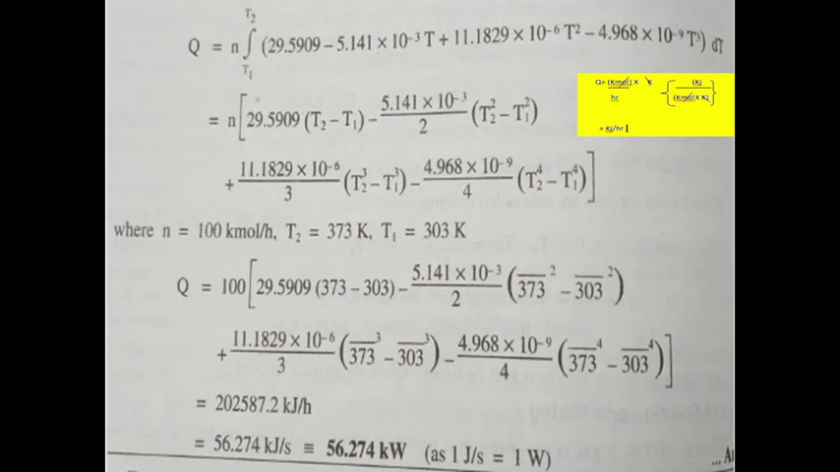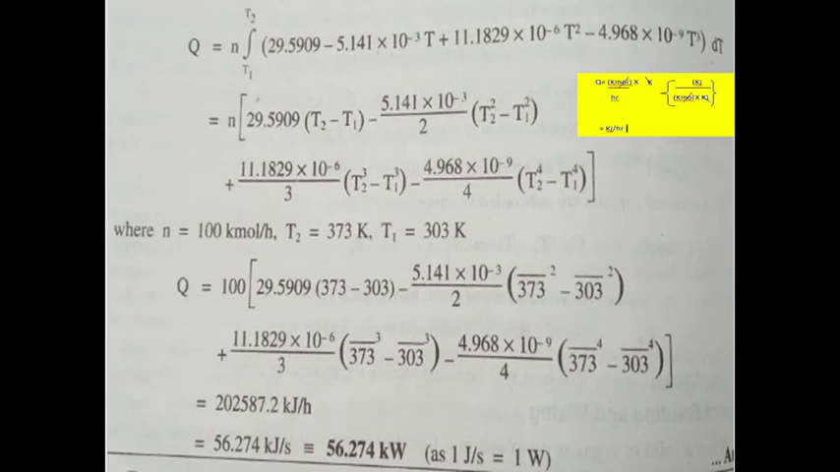29.5909 minus 5.141 into 10 to the power of minus 3 T plus 11.1829 into 10 to the power of minus 6 T square minus 4.968 into 10 to the power of minus 9 T cube, into dT. So integrate this equation with respect to T and substitute the limits T1 to T2. N into, what is the first term? 29.5909. Are you clear or not? Okay. So the integration of dT, substitute the limits, T2 minus T1.